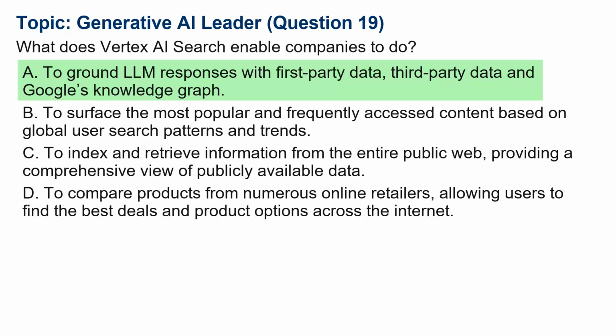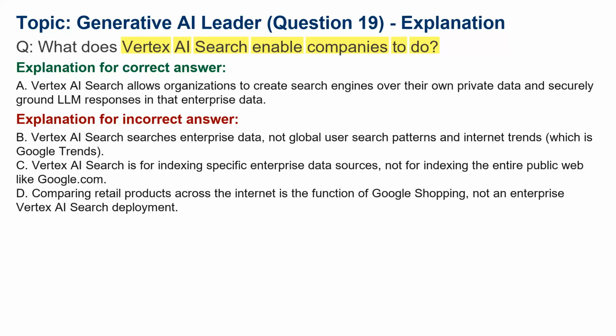The correct answer is A. To ground LLM responses with first-party data, third-party data, and Google's knowledge graph. To arrive at the correct answer, we focus on the keywords: Vertex AI Search enable companies to do. Why is this correct? Vertex AI Search allows organizations to create search engines over their own private data and securely ground LLM responses in that enterprise data.